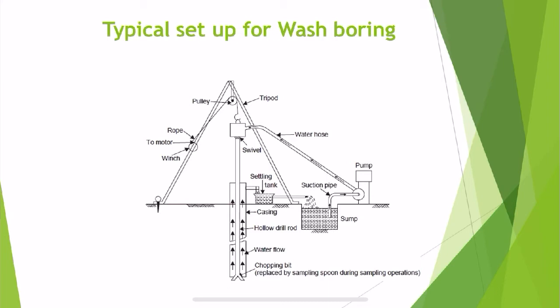Here, a disturbed sample is obtained, hence it cannot be used for determining engineering properties, that is permeability, compressibility and shear strength. Chopping action is due to water jet drilling and jetting action due to water jet. Whenever a soil sample is required, the chopping bit is replaced by a sampler. The change of the rate of progress and the change of color of washed water indicate changes in soil strata, whenever we are digging the soil sample with the help of wash boring.